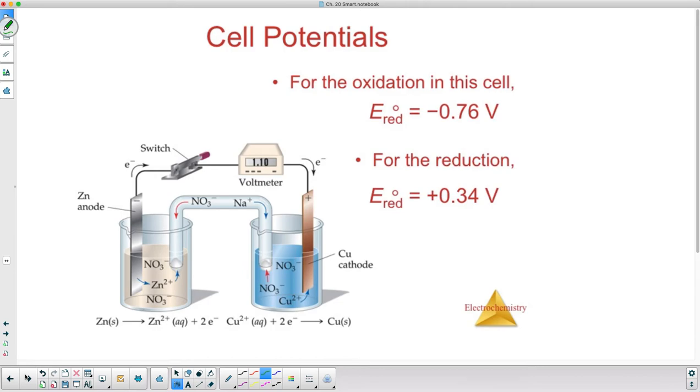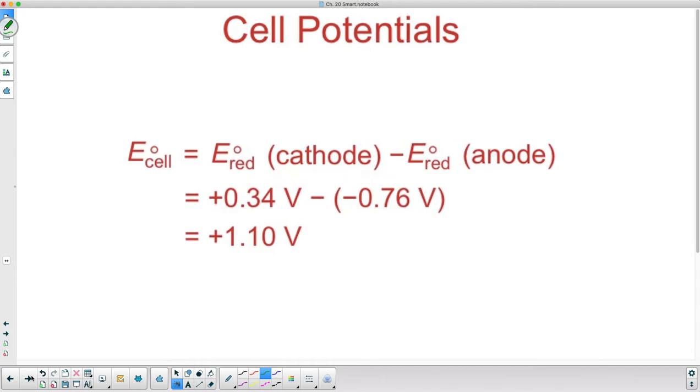So cell potentials for oxidation of the cell. Notice that this is the oxidation part, but they're all listed as reductions, a negative 0.76 volts. And for the reduction, this side over here, the cathode, we got a plus 0.34 volts. So that means that when we take the numbers and do our cathode minus anode, we end up with a positive 1.1 volts.